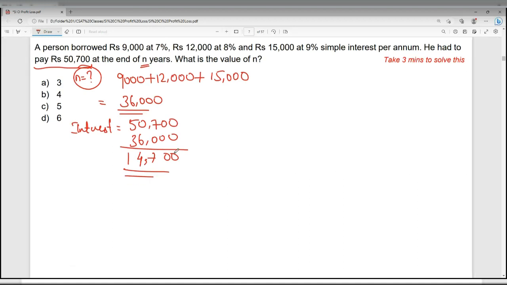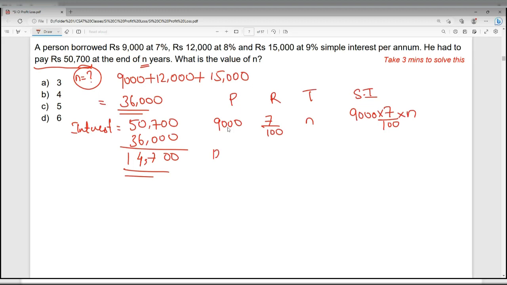So we need to calculate in how many years this would amount to 14,700. So we can set up the chart here. We have principal, we have rate, we have time, and we have interest. That is simple interest. So principal, the first one is 9,000, rate is 7%. I would write it as 7 by 100, time is, I don't know, it is n, and the value is 9000 into 7 by 100 into n.